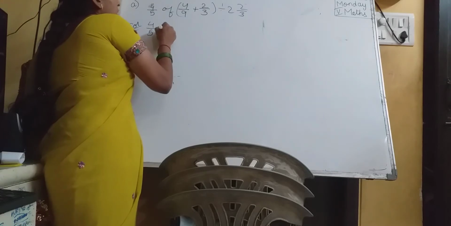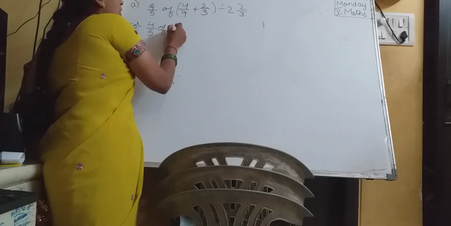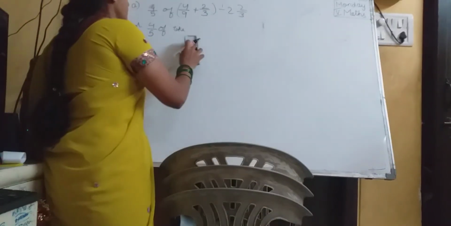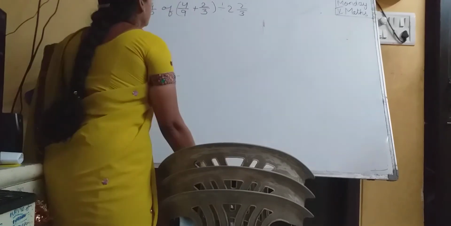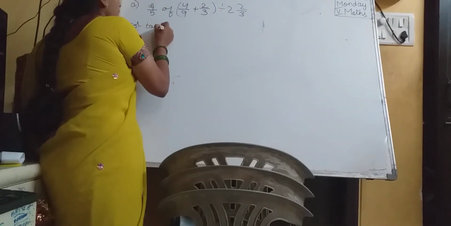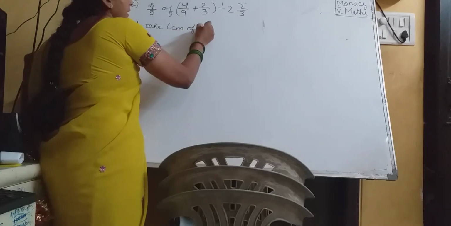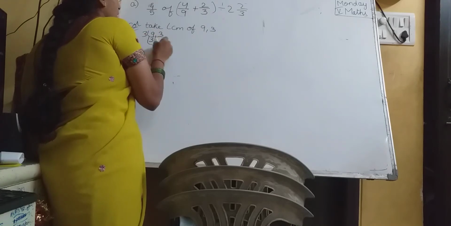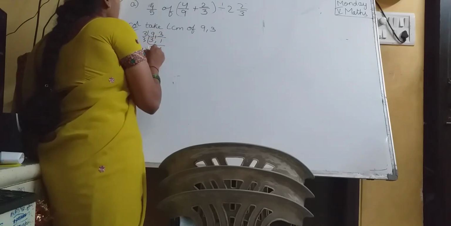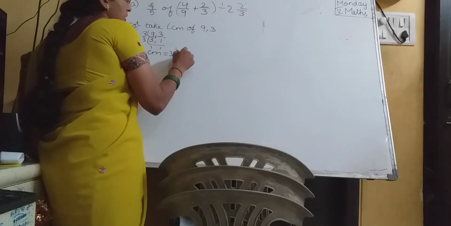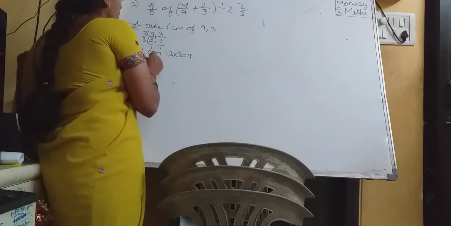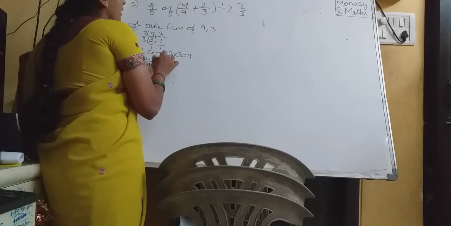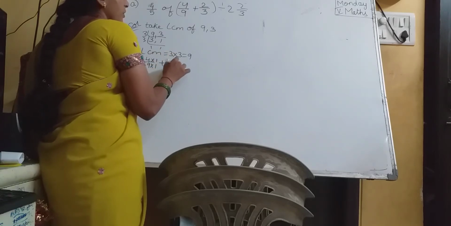And here again, first take the LCM of 9 and 3. So the LCM of 9 and 3 is 3 3s are 9, 3 1s are 3. LCM is equal to 3 into 3, that is equal to 9. So what are you going to do? 4 by 9 into 1 plus 2 by 3 into 3, that is 9 plus 3 3s are 9.